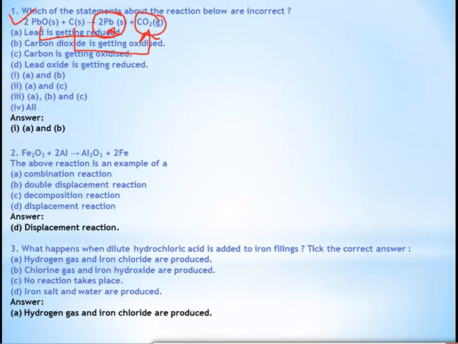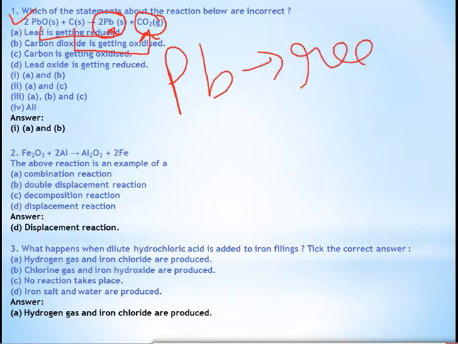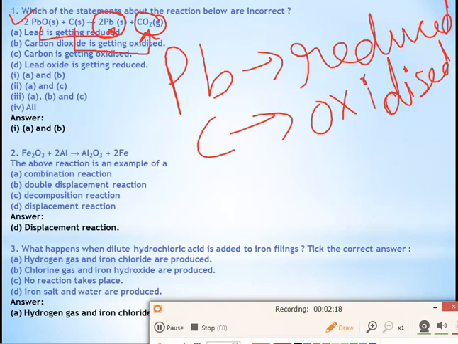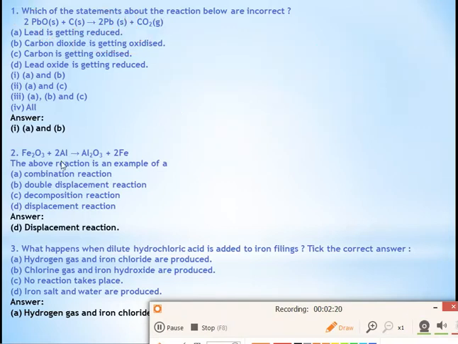So what is going on in this reaction? Lead is reduced because oxygen is removed from it, and carbon is oxidized because oxygen is added to it. Okay, so we have to look at the options which are given there, and let's see which option is the correct one. The first option given is lead is getting reduced.